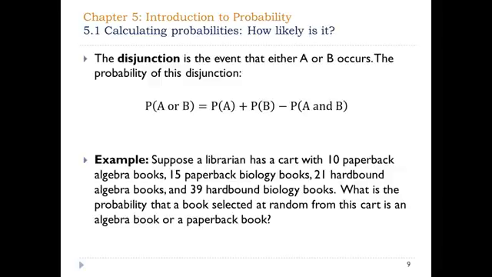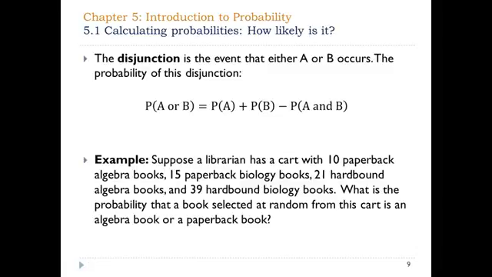The disjunction is the event that either A or B occurs. The probability of this disjunction is probability of A or B equals to probability of A plus probability of B minus probability of A and B. Think about sets and Venn diagrams when you look at this formula. A or B is a disjunction of two events, A or B.